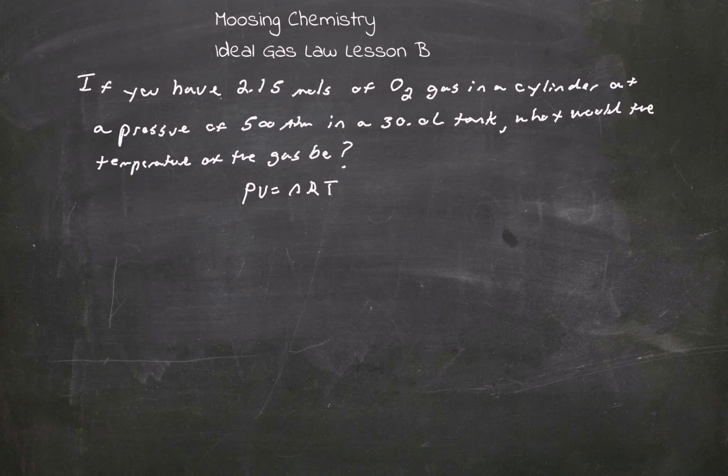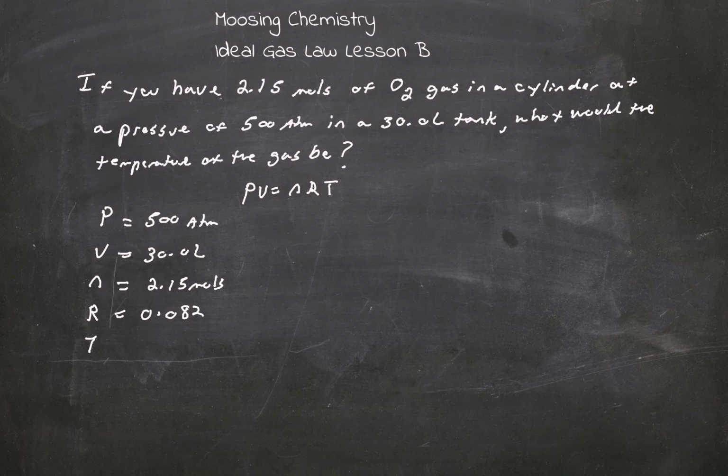All right, so let's get down to business here. What we're going to do is set up PV, nR, and T. Our pressure, of course, is 500 atmospheres. It's a lot of pressure. Our volume is, of course, 30 liters because it's the size of the tank. We have 2.15 moles of this oxygen gas. Our R value is 0.0821 liters times atmospheres over moles times Kelvin. Can that R value change? It can if you use something other than atmospheres. And our temperature, we have no idea.